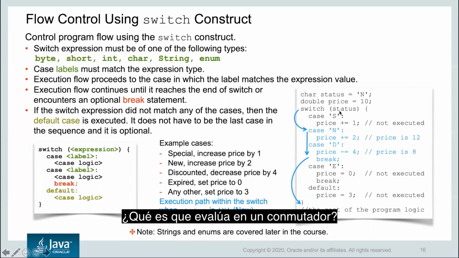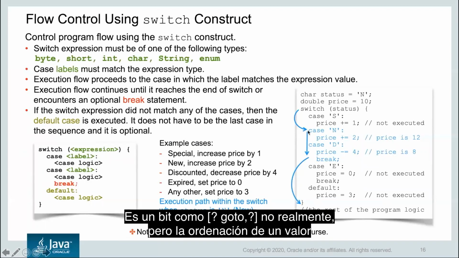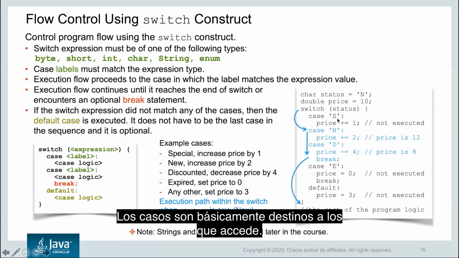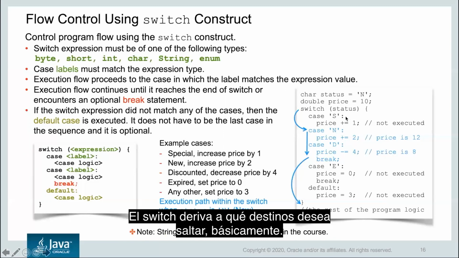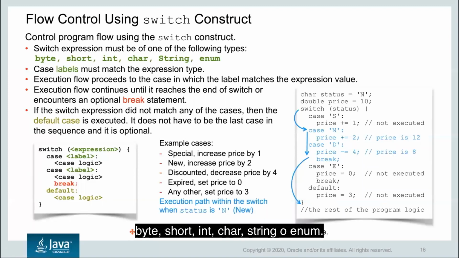So what is it that you evaluate in the switch? You essentially evaluate a target to which the code should jump. It's a bit like, not really, but sort of vaguely related to a similar idea. Cases are essentially targets where you go to. The switch derives which one of these targets you want to jump to. So cases can be labeled with something that is either byte, short, int, char, string, or enum. In this particular case, it's char.